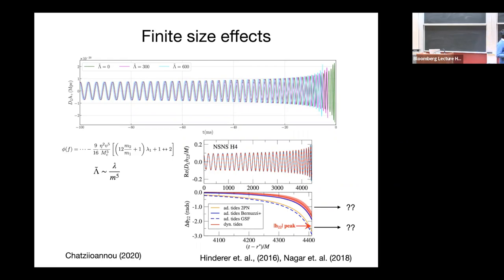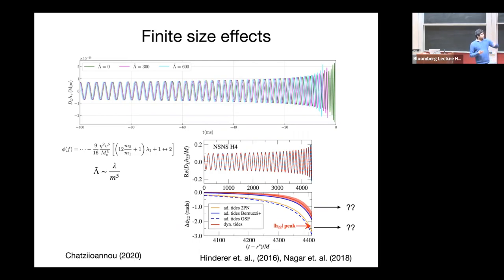The simple formula that I wrote down is essentially the adiabatic tides, the 2PN term. I'll explain what that means in a minute. And then you can see that there have been better physics and models, and they go down to these dynamical tides, but you still have around a radian or so of extra phase shift that is not described by your formulae. But then when you want to do data analysis, you need some waveform to compare to the data.